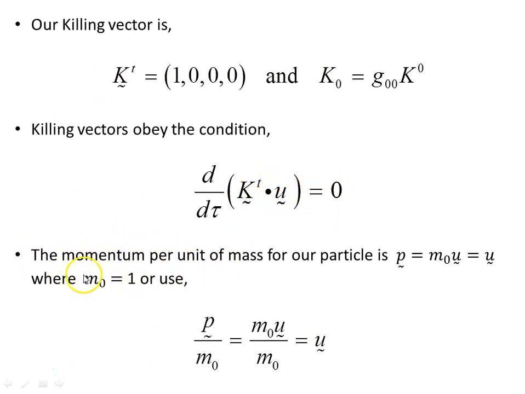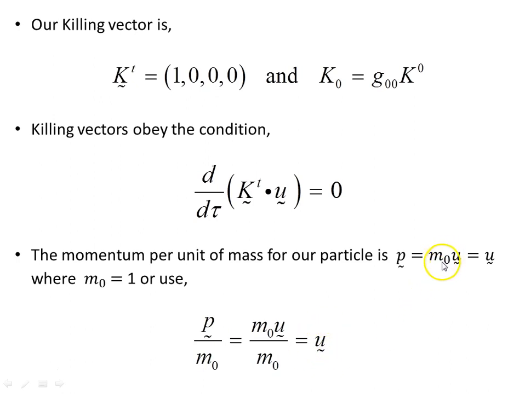Now, just one more thing. The momentum per unit of mass for our particle is P equals m0 u, equals u, where m0 equals 1. If our rest mass m0 is not 1, then we can simply divide through by m0, and that ends up giving us this object here, equal to the four-velocity vector. So the momentum divided through by m0 brings it down to the momentum per unit mass, which is equal to the four-velocity.